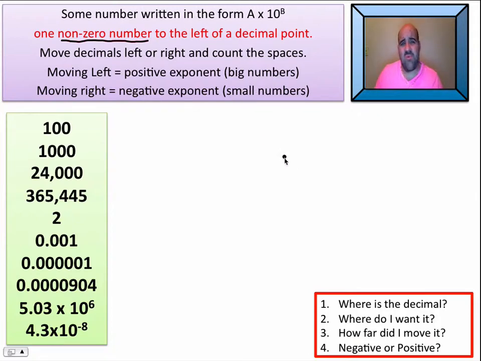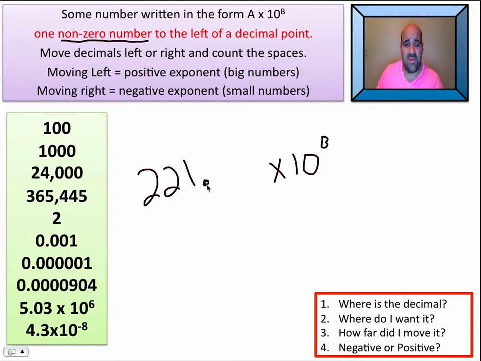The reason we can move decimals left to right is that any number in scientific notation, you're multiplying by 10 to some power. If you were to have a number like 221 and you were to divide it by 10, well, we assume there's a decimal point here. Dividing any number by 10, you're just going to move the decimal point one place. 221 divided by 10 is 22.1.